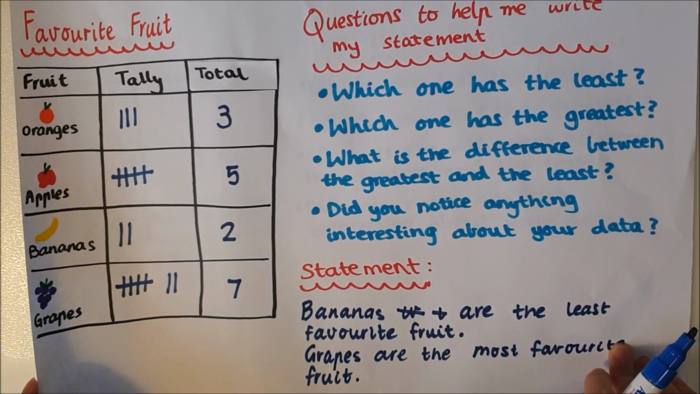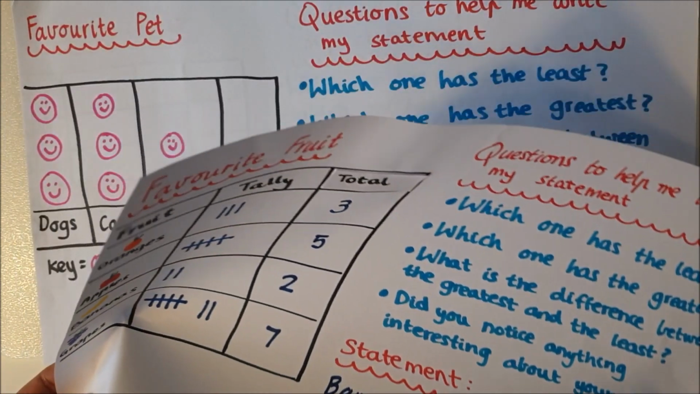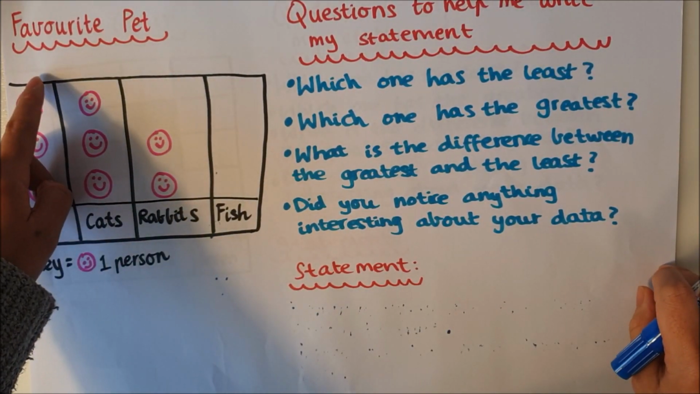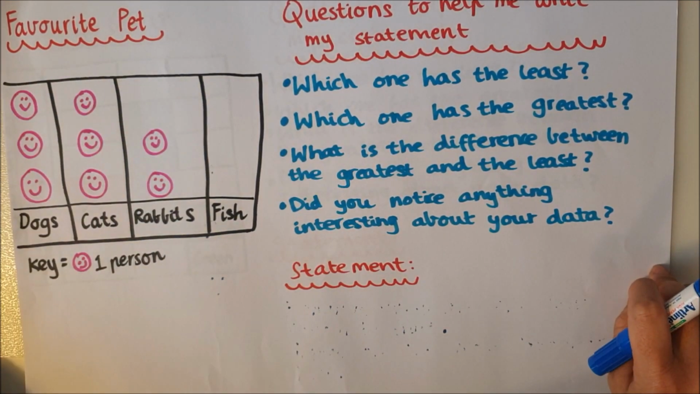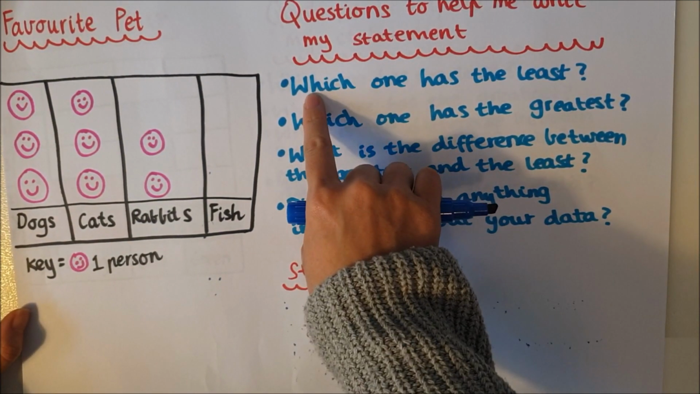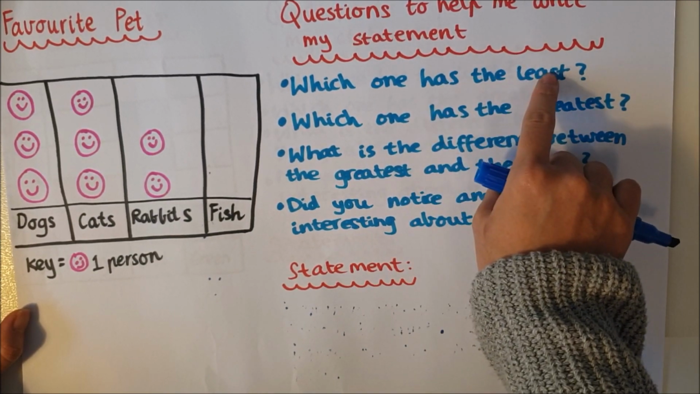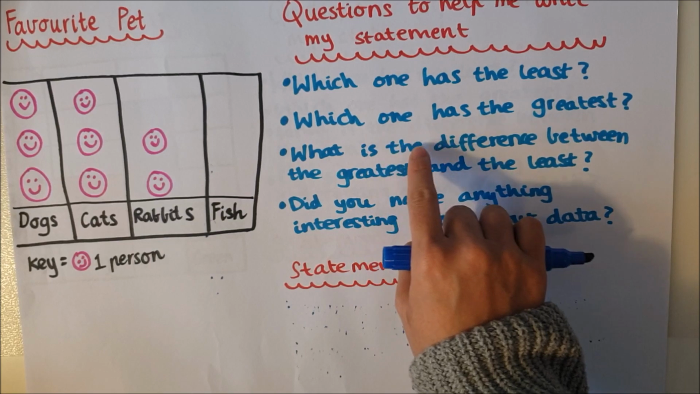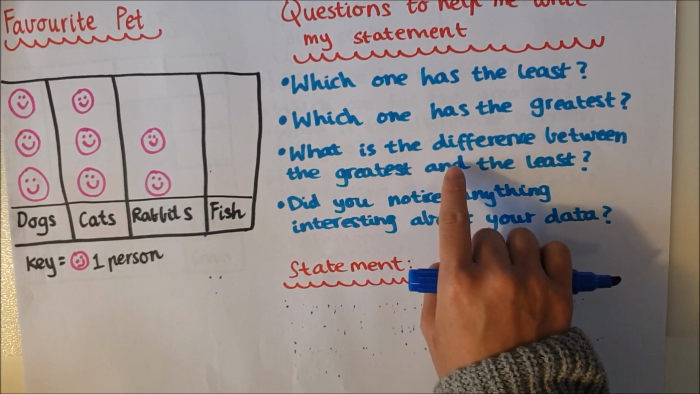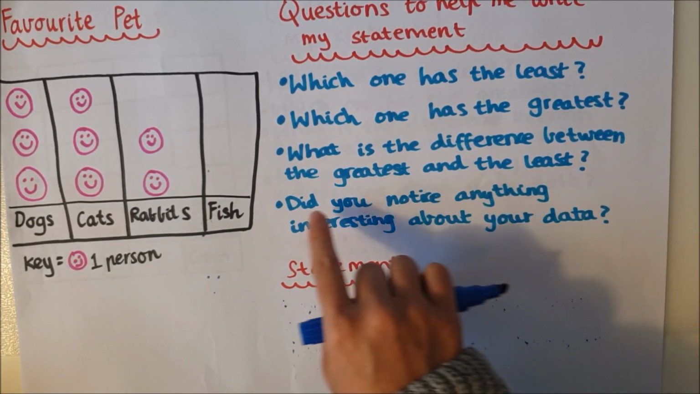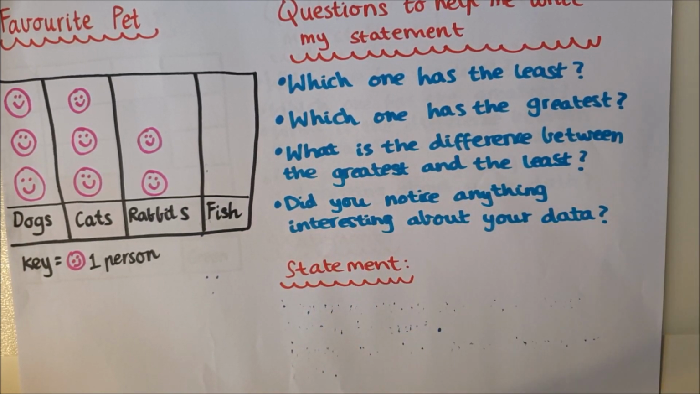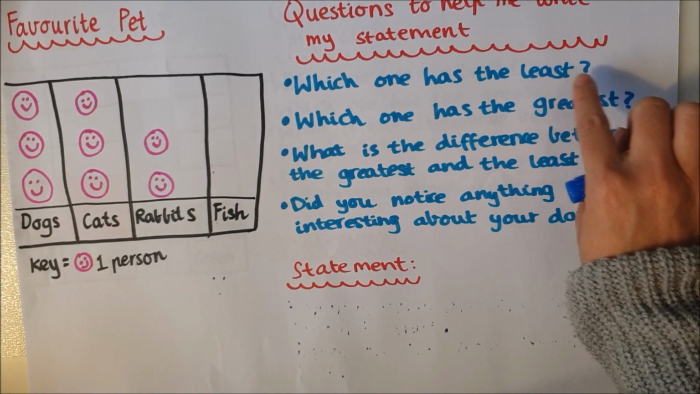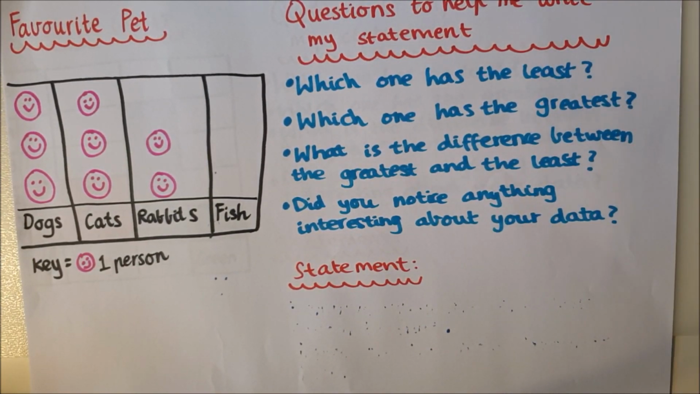Okay, time to have a bit more of a challenge. Here I have another set of data. Now this set of data is about favorite pets. And again, I have which one has the least, which one has the greatest, what is the difference between the greatest and the least, and did you notice anything interesting about your data? Let's have a look. Now, for the second challenge, I might include the first 3 questions.